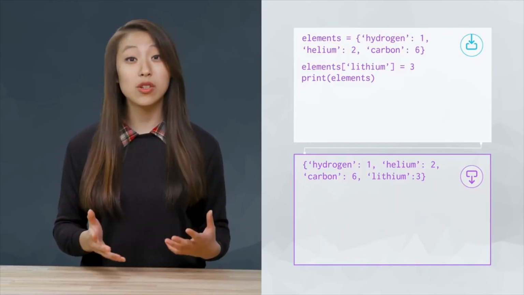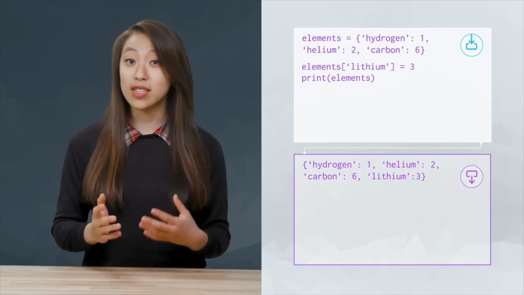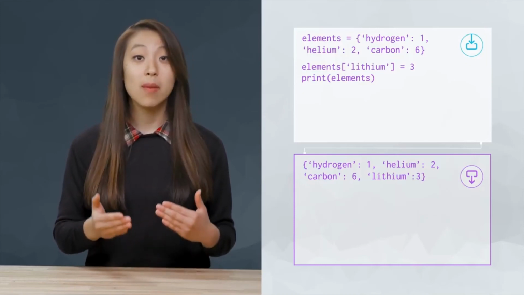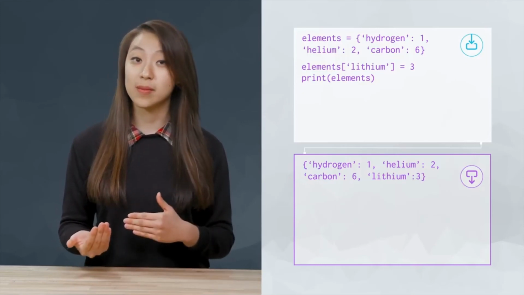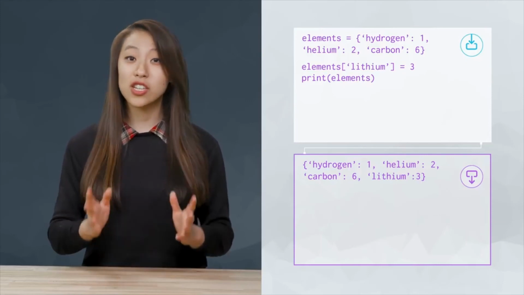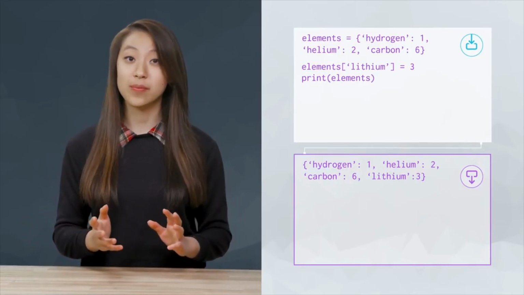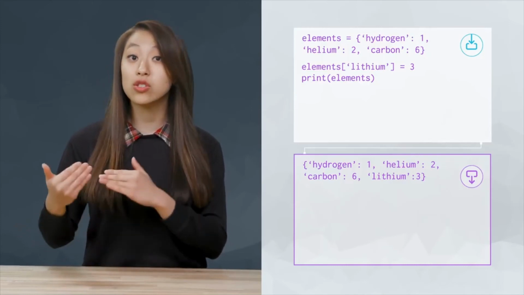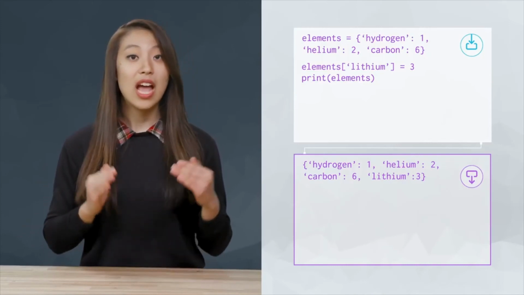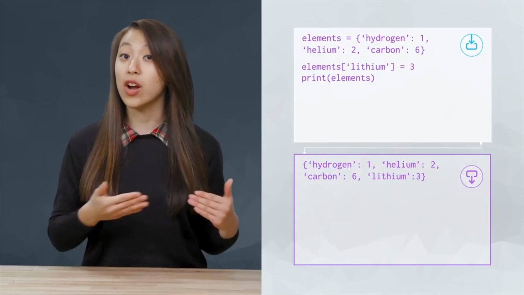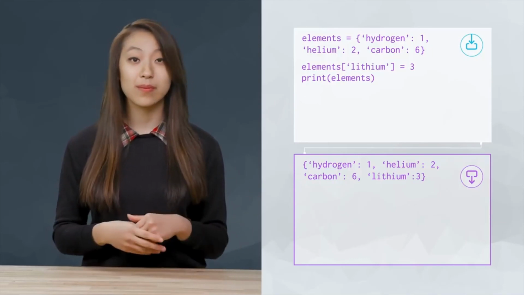Dictionary keys are similar to list indices. We can select elements from the data structure by putting the key in square brackets. Unlike lists, dictionaries can have keys of any immutable type, not just integers. The element dictionary uses strings for its keys. However, it's not even necessary for every key to have the same type.